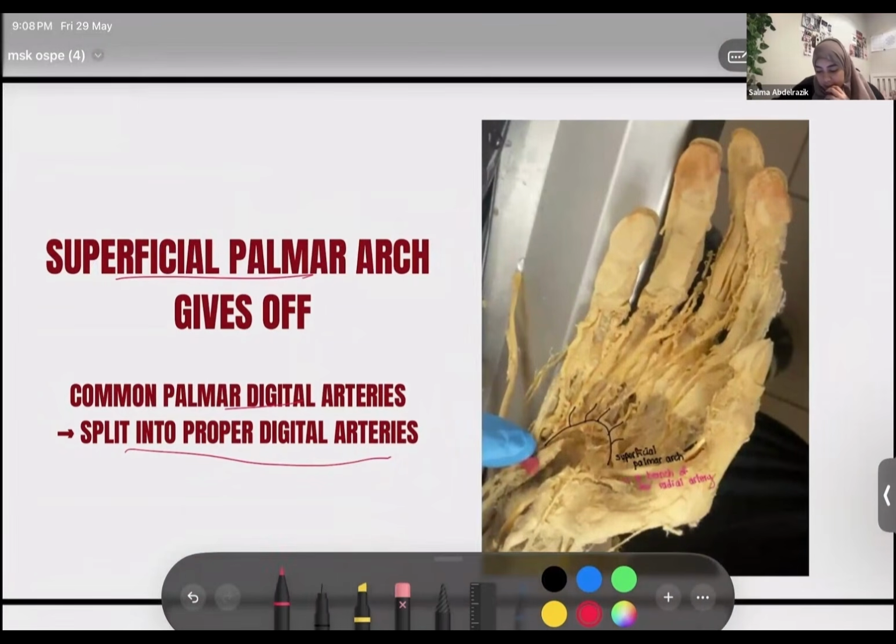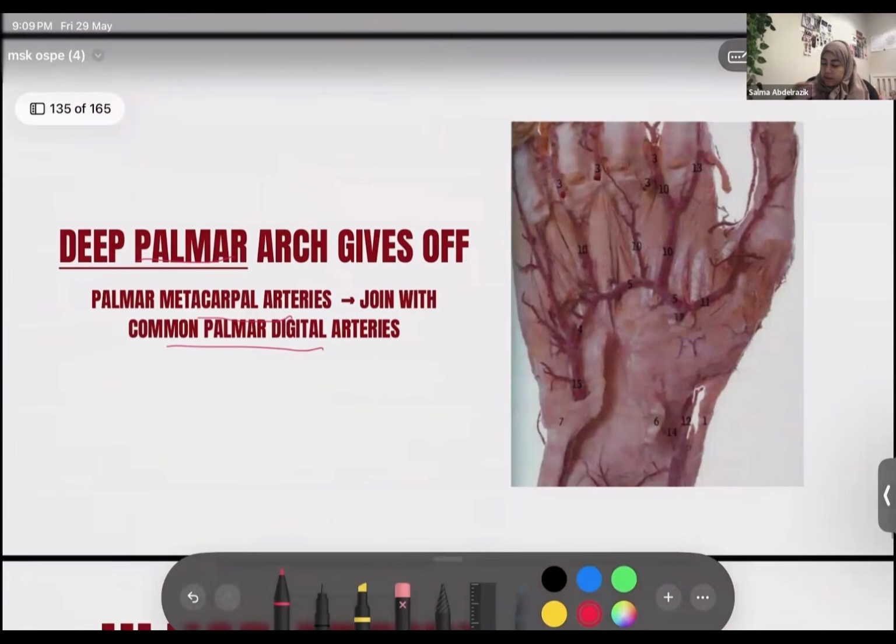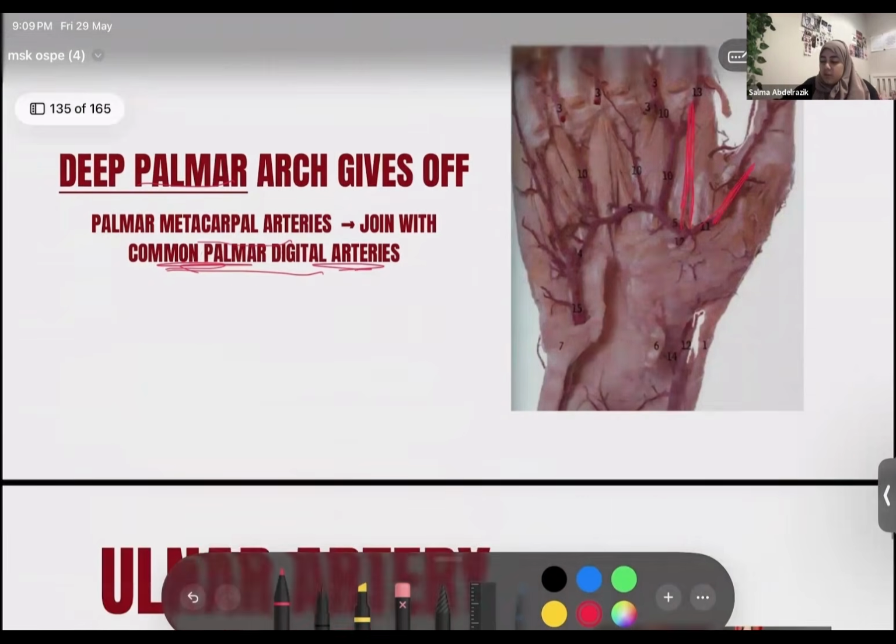Cool? Cool. So, the superficial palmar arch gives you the common, which splits into the proper digital arteries. Okay? And just know it's radial plus ulnar, but mostly ulnar. And then the deep arch joins with the common palmar digital artery, and it gives you one for the thumb and one for the index finger.